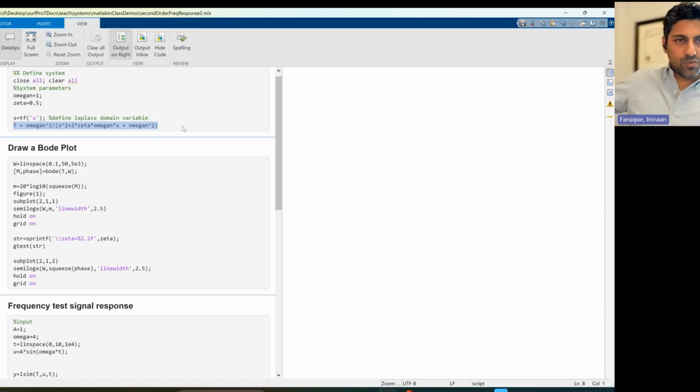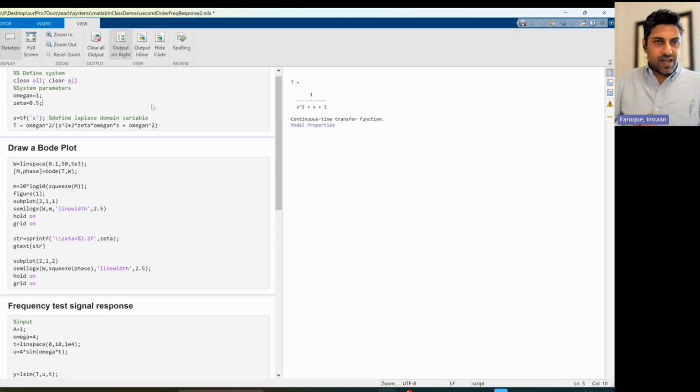That means omega n squared over s squared plus 2 zeta times omega n s plus omega n squared. In systems, this is the most common or the characteristic form. So let's go ahead and define that in our MATLAB space. I was working in MATLAB and had this example here with those parameters. This is what we get.